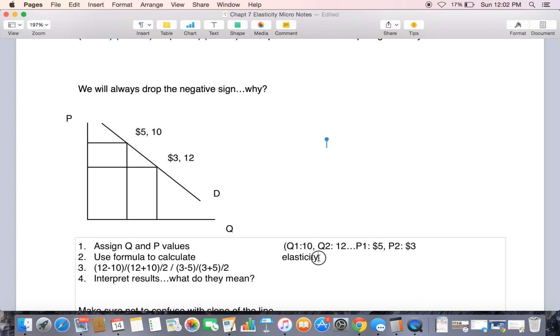Our Q and P values are Q1 is 10, Q2 is 12, so therefore the price that corresponds to that quantity is 5 and 10 and 3 and 12. Okay, so we're going to use our formula to calculate the elasticity of demand. And I've done that here too. Q2, 12 minus Q1 over Q2 plus Q1 divided by 2, all divided by P2 minus P1 over P2 plus P1 divided by 2. So what does this equal? Let's do the math out.